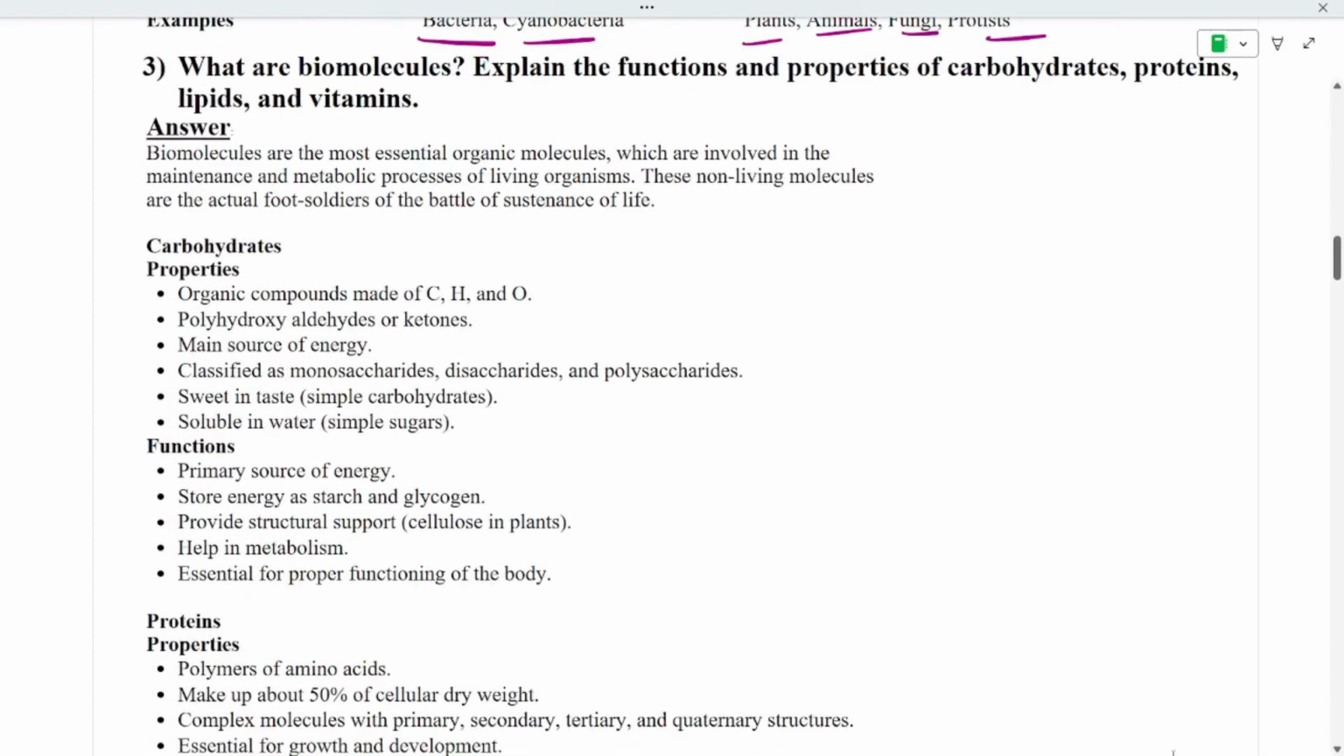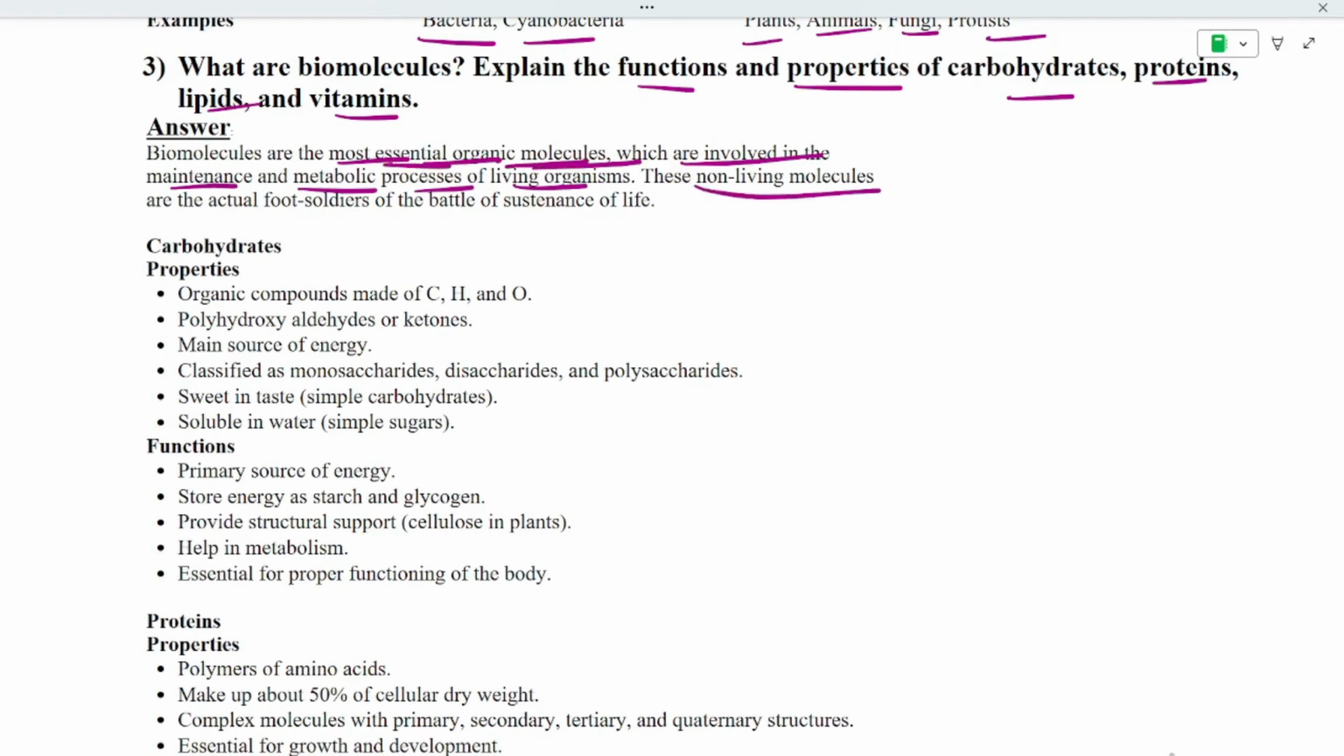Okay. Next they have asked, what is a biomolecule? Explain the function and properties of carbohydrates, proteins, lipids and vitamins. Okay. Now, a biomolecule is nothing but the most essential organic molecule which is involved in the maintenance and metabolic processes of living organisms. Like when living organisms are carrying out digestion or any other metabolic process, these molecules are involved in the maintenance and metabolic processes.